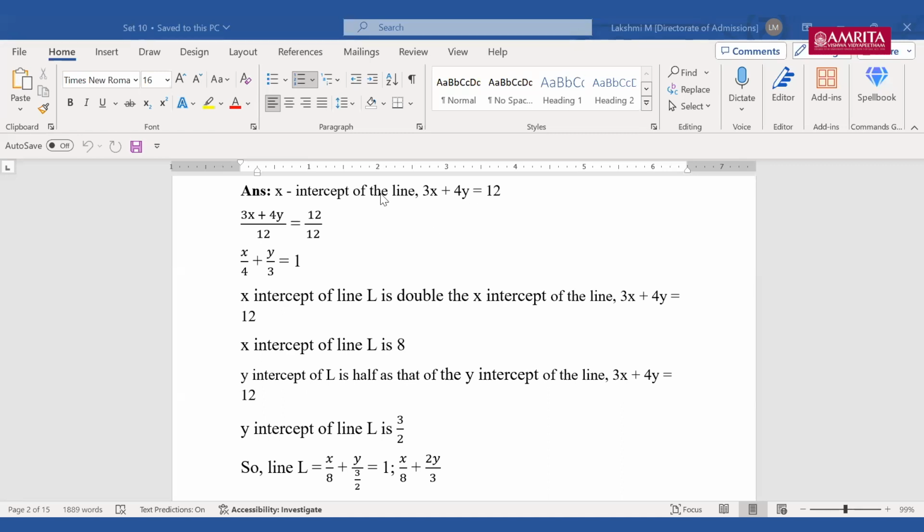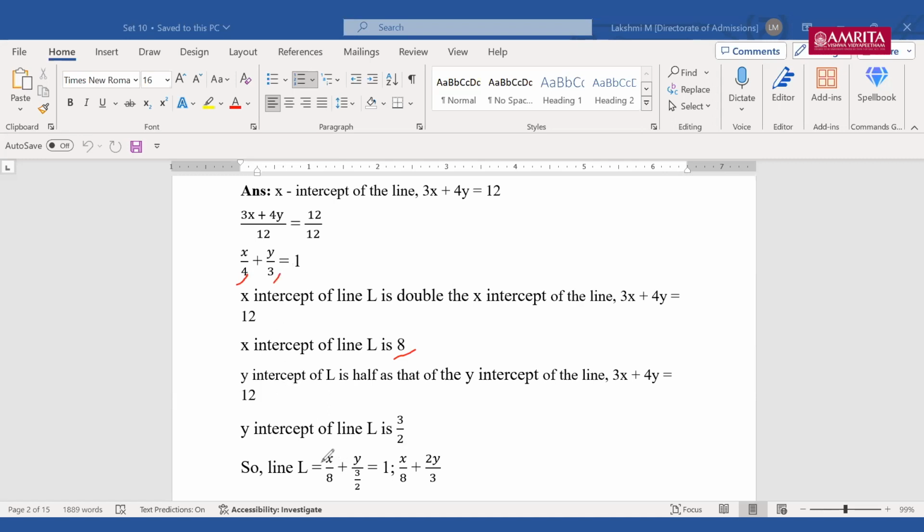So this is the first part, the actual way of doing this question. If I want to get it in the intercept form, I'll be able to write this as x by 4 plus y by 3 equal to 1. So if the x part is 4, it's double for the other line, the unknown one. So it's 8. If the y part is 3, it's half for the other line. So it's 3 by 2.